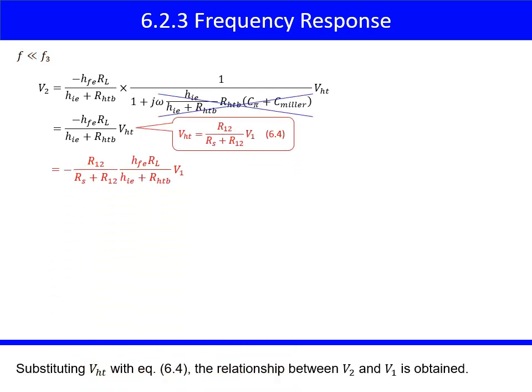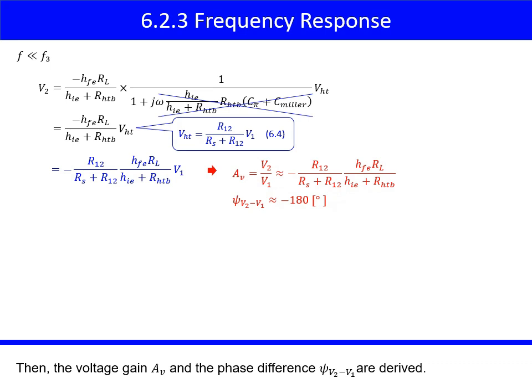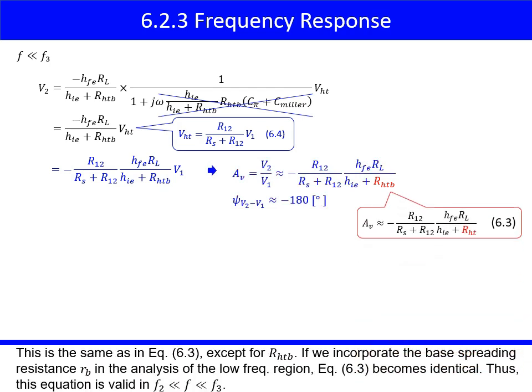Substituting VHT with equation 6.4, the relationship between V2 and V1 is obtained. Then, the voltage gain Av and the phase difference ψ of V2 to V1 are derived. This is the same as in equation 6.3, except for RHTB. If we incorporate the base spreading resistance RB in the analysis of the low frequency region, equation 6.3 becomes identical. Thus, this equation is valid in the region where f is much higher than f2 and much lower than f3.